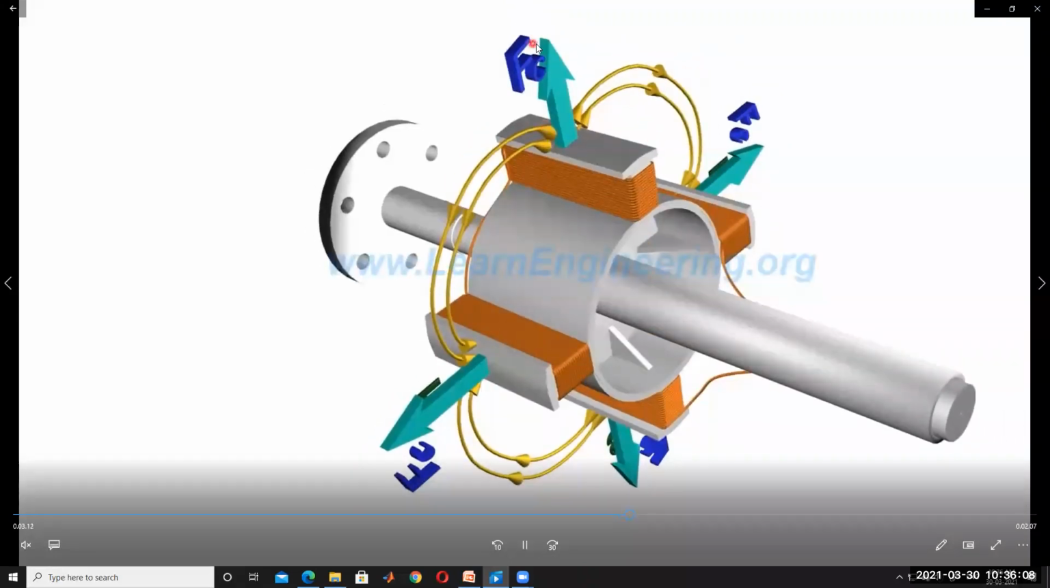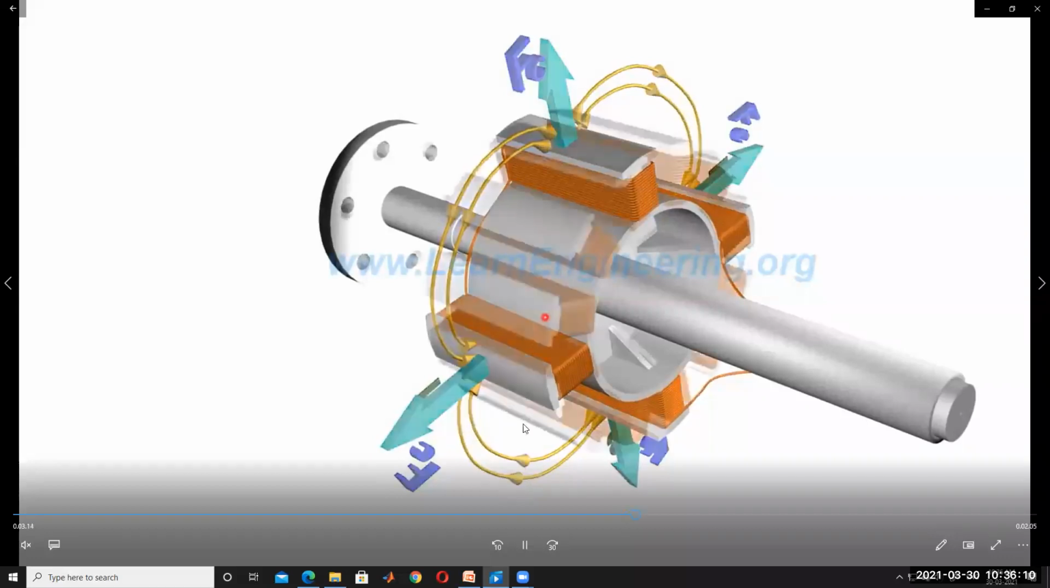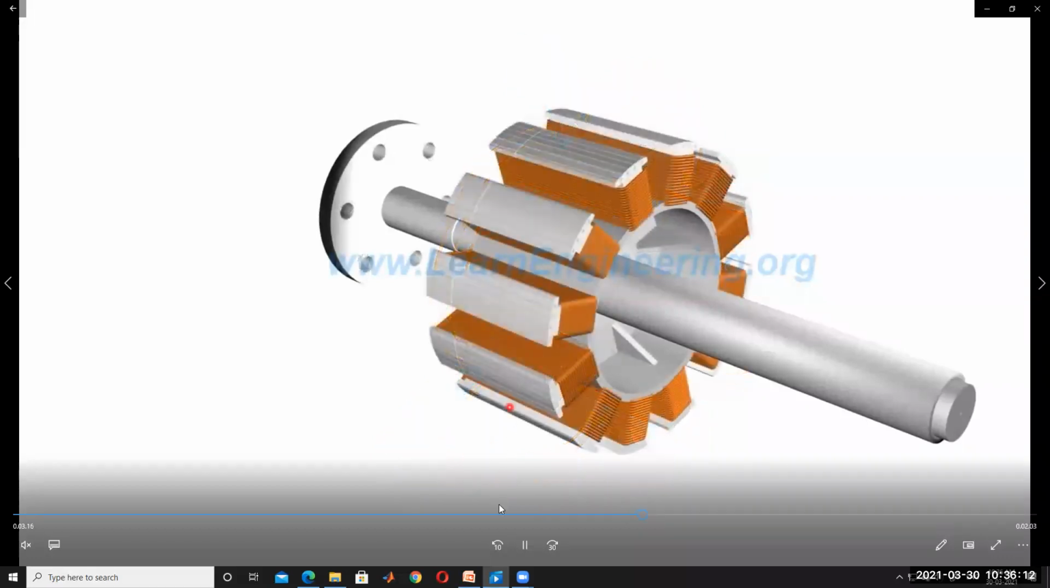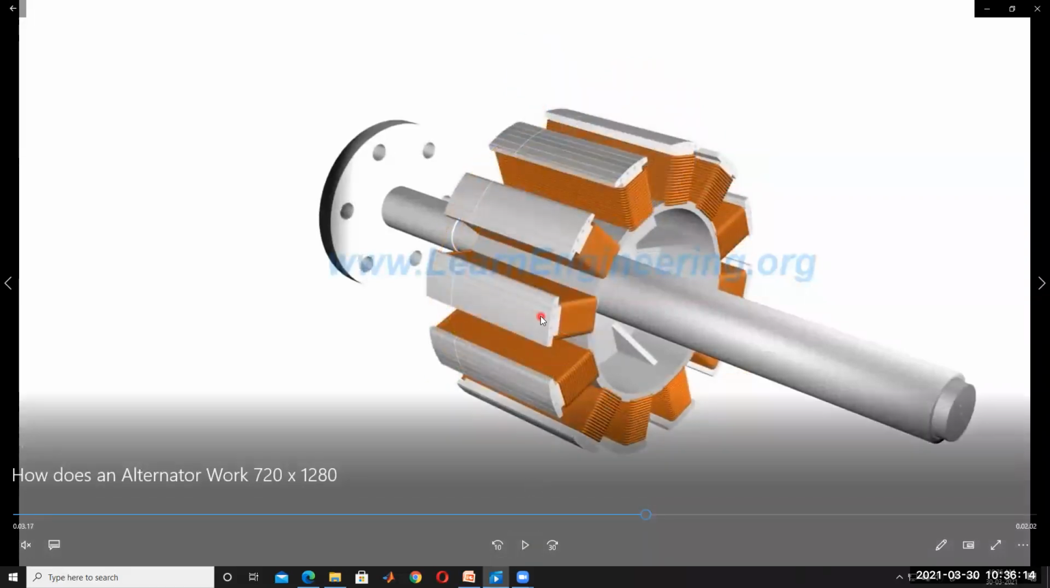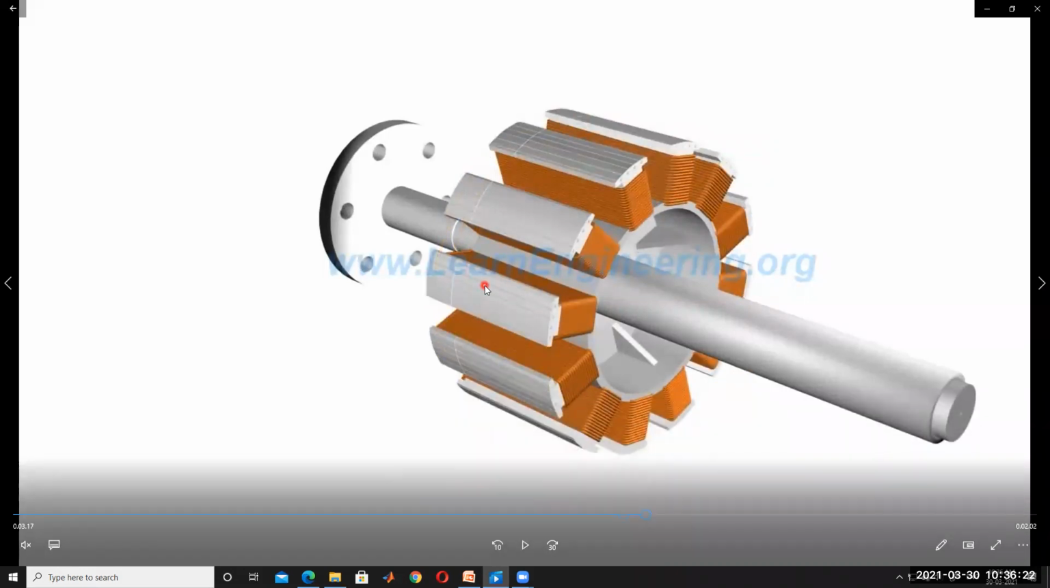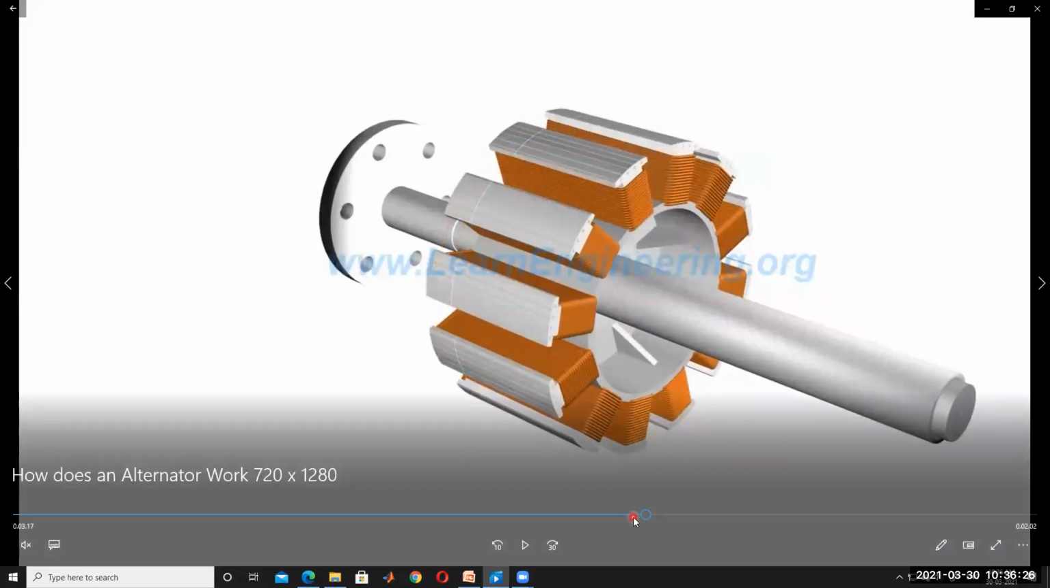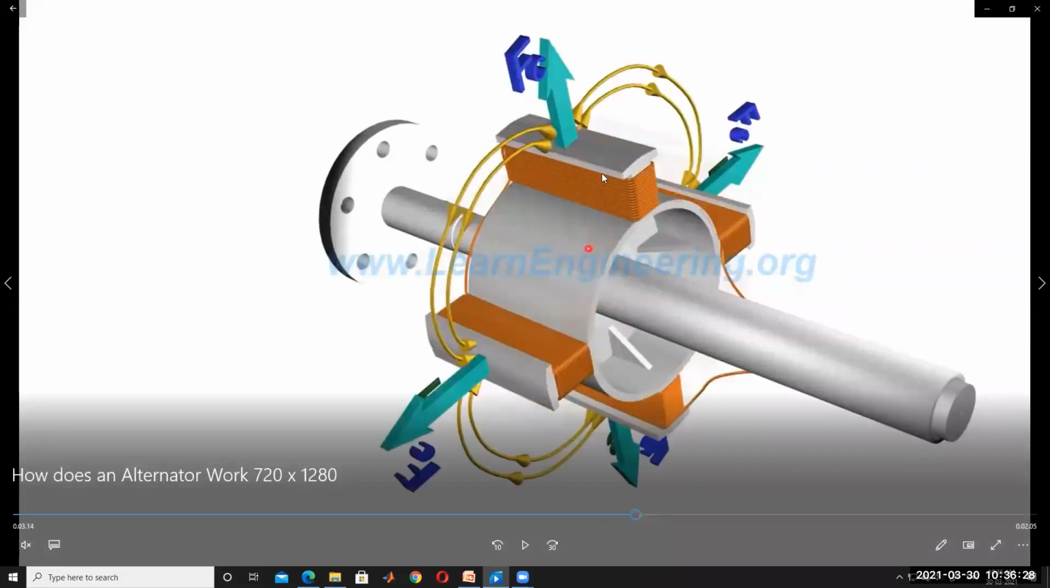The force acting on the rotor like this is called centrifugal force. If the rotor is rotating at very high speed, the centrifugal force developed on the rotor is very high. This is called centrifugal force.